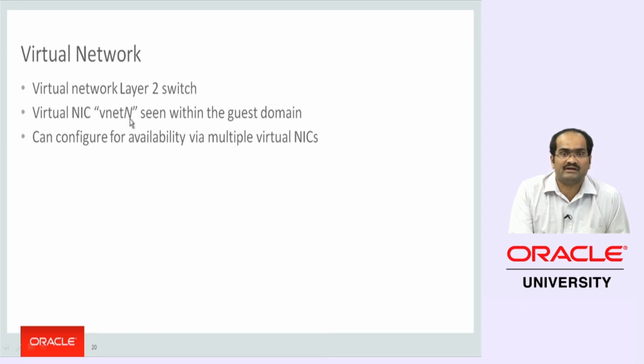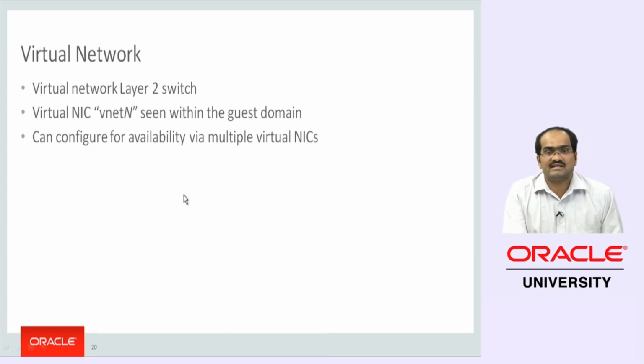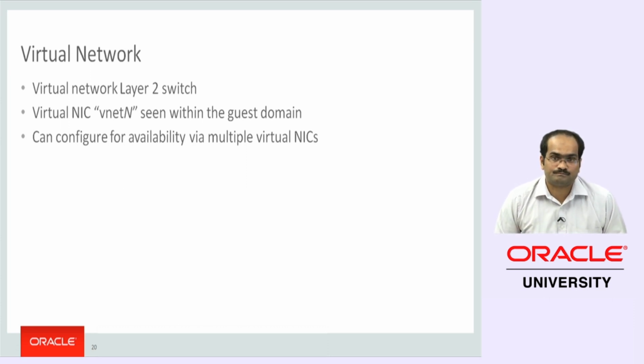N is a number here, whatever number you give while configuring the virtual network for the guest domain. This naming convention will be imported inside a guest domain and will be visible as such. So your virtual network interface name inside a guest domain could be like vnet1 or vnet2, as you gave at the time of configuration. For redundancy, you can always configure IPMP by importing two virtual network interfaces in a guest domain.